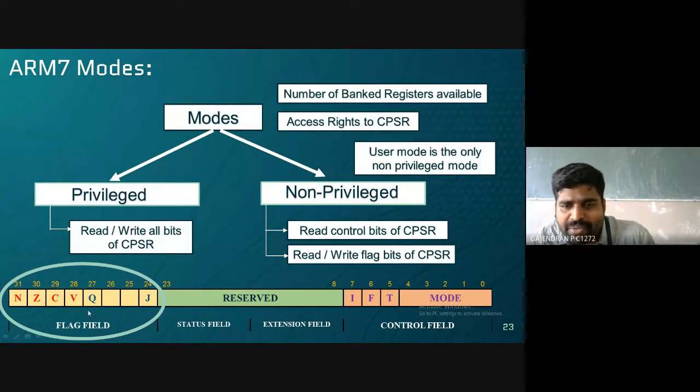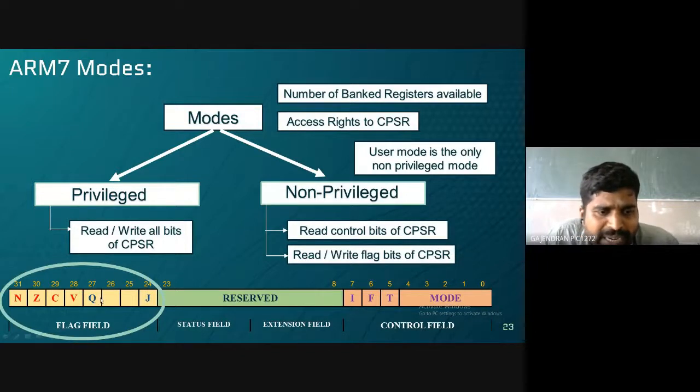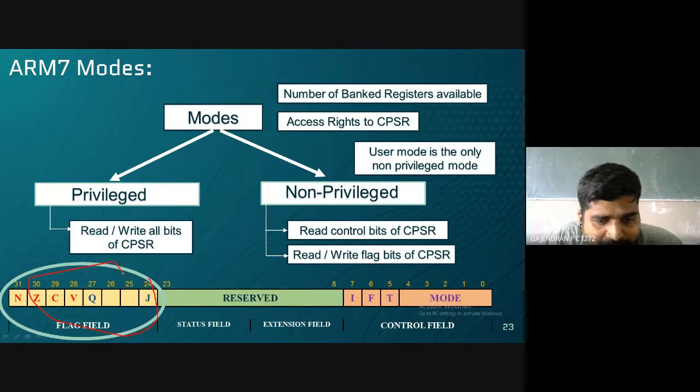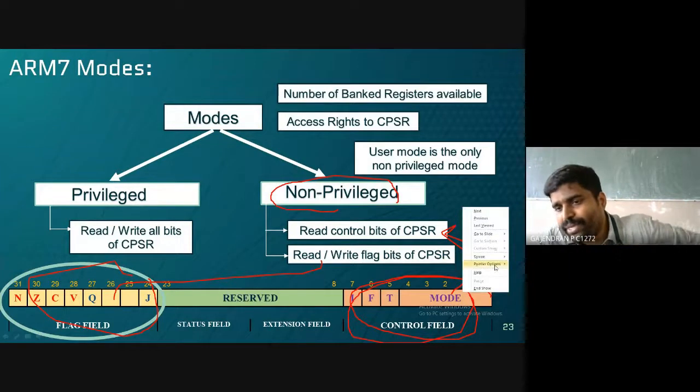Is it clear to everyone? What is the difference in these 2 modes? In privileged mode you can read or write all the bits, that is your flag bits and your control field. But if you are in a non-privileged mode, you have a little limitation: you can only read the control bits, while the flag field you can read or write. Please make a note of this.